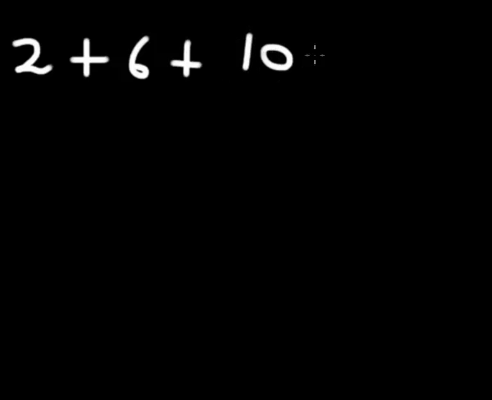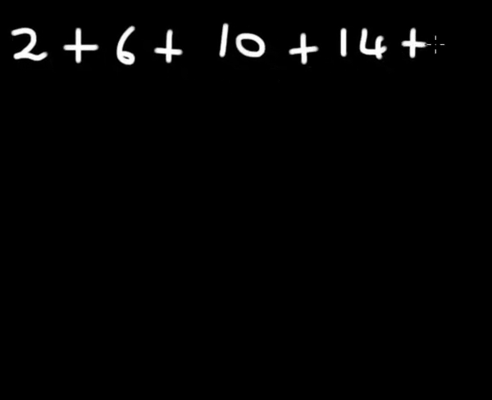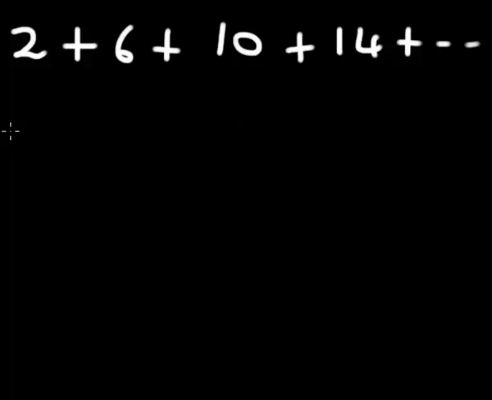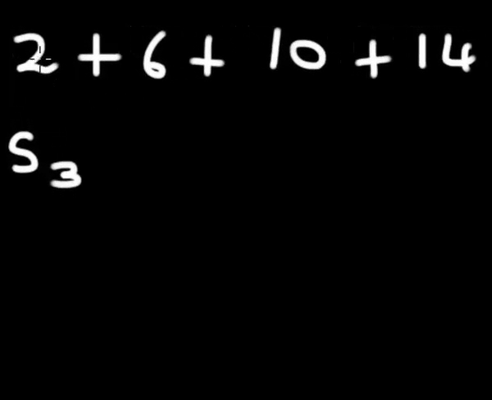Let's take an example here. I'm going to give you a series, 2 plus 6 plus 10. We're going to add 4, so it's arithmetic and we keep adding. If I said to you, work out the sum of the first 3 terms, well, you could clearly see that 2 plus 6 plus 10 is 18.